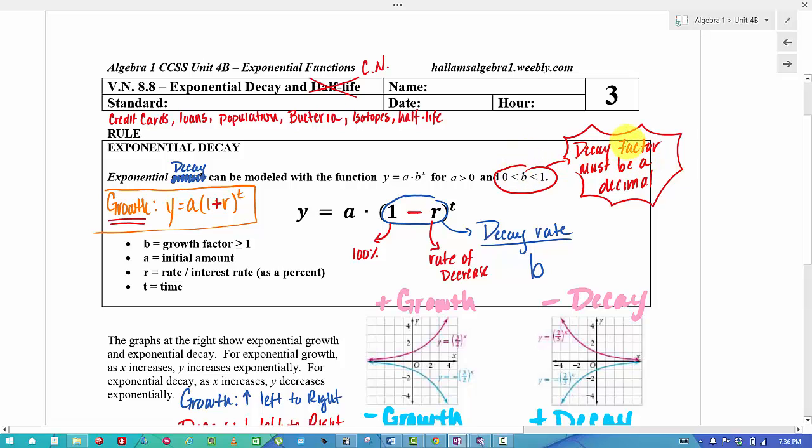Decay then has to have a growth factor, or a decay factor, we should say, that's got to be a decimal. Where with the growth, our growth factor had to be larger than 1. So if we're looking at this here, this had to be greater than 1. This one has to be between 1 and 0, and you can see that here.